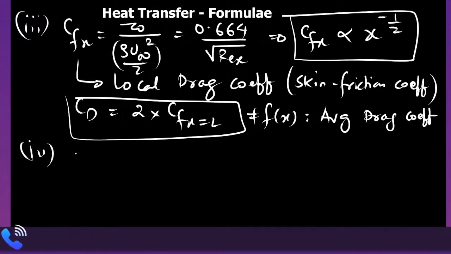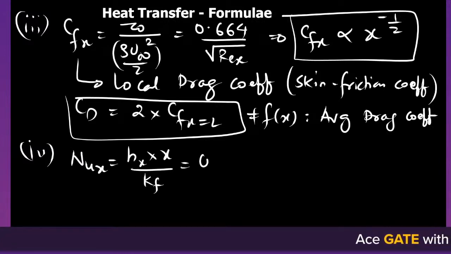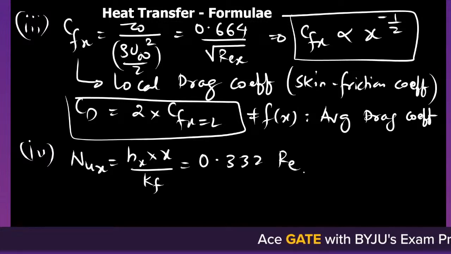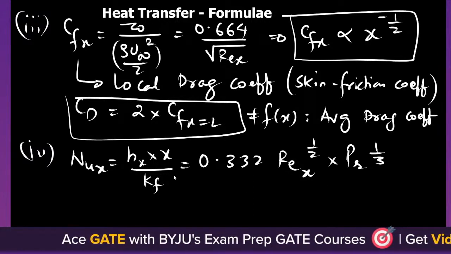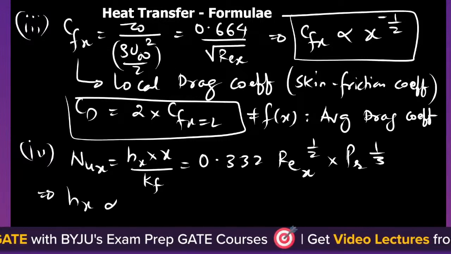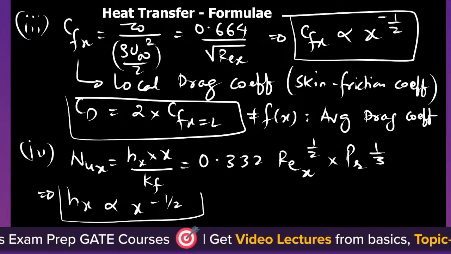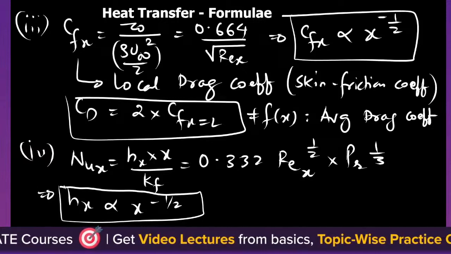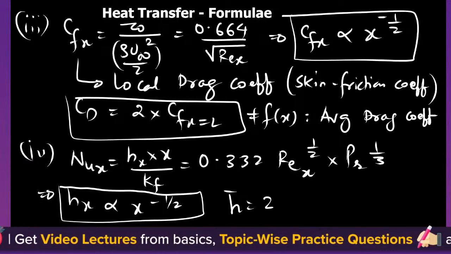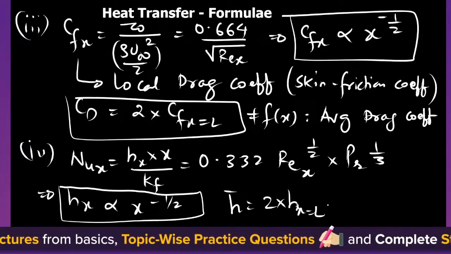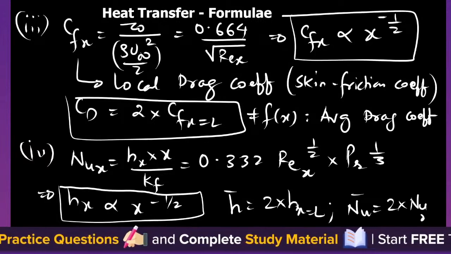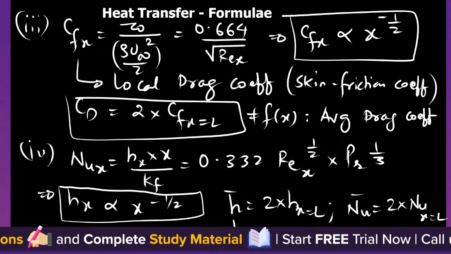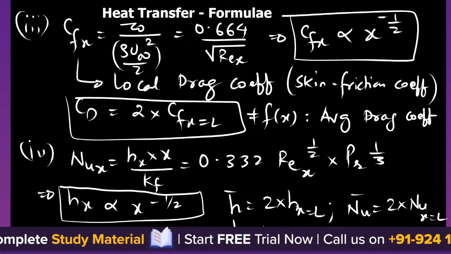Next formula is the local Nusselt number, that is Hx into x by Kf is equal to 0.332 Reynolds number to the power 1 by 2 into Prandtl number to the power 1 by 3. So from here we can say Hx is also proportional to x to the power minus 1 by 2. Average h is twice of h at x is equal to L, and average Nusselt number is twice of Nusselt number at x is equal to L. These are average convective heat transfer coefficient.